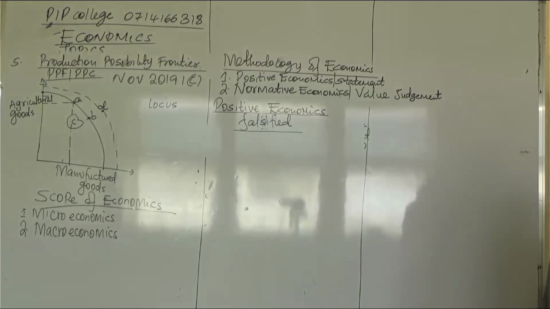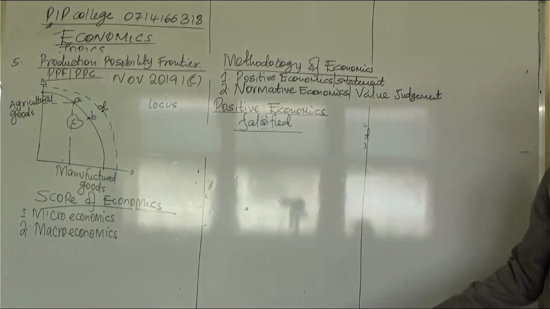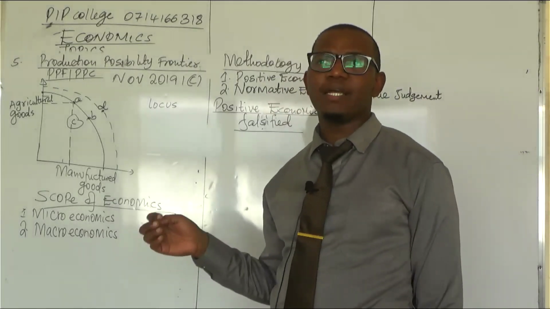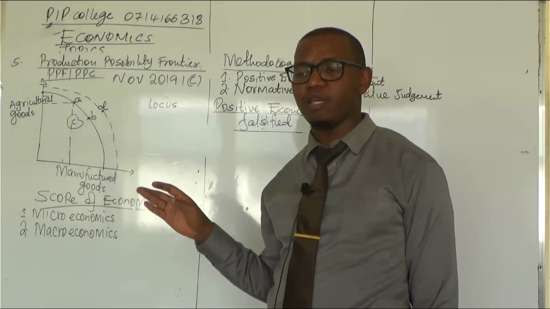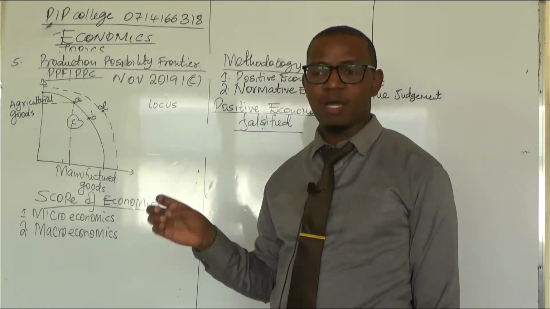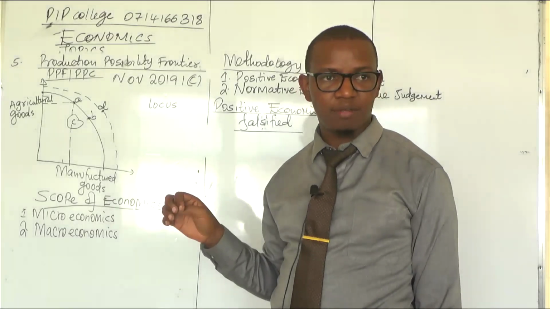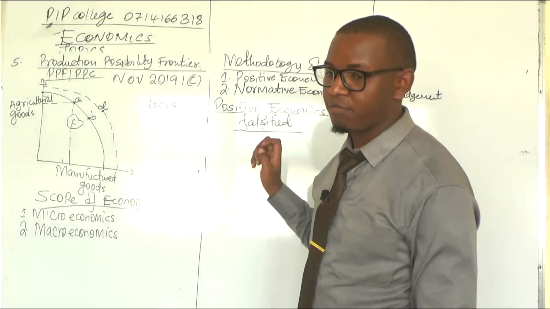Say, they are either true or false. So what we mean is that if they are true, they are consistent with the facts. For example, right now we say the Kenyan population is around about 150 million people. That is a fact. So that is a positive statement.